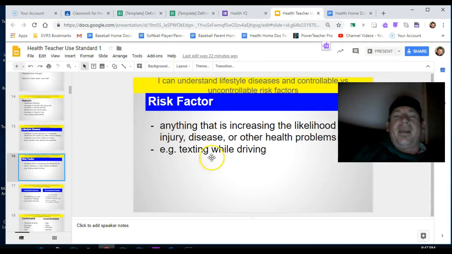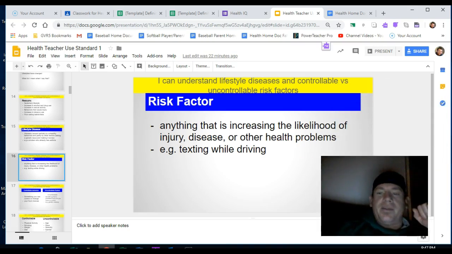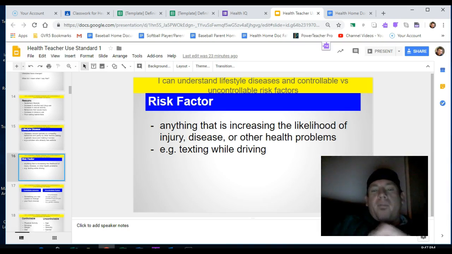Risk factor is anything that increases the likelihood of injury, disease, or any other kind of health problem, or potentially even death. So if you're speeding down the highway at 110 miles an hour, that's obviously increasing the potential risk that you might have. There's a 0% chance of drowning if you're not in water, just for example. So the risk increases when you get into water. The risk increases if you're driving a vehicle fast, the faster that you drive. So you can kind of get an idea what that risk factor might be.